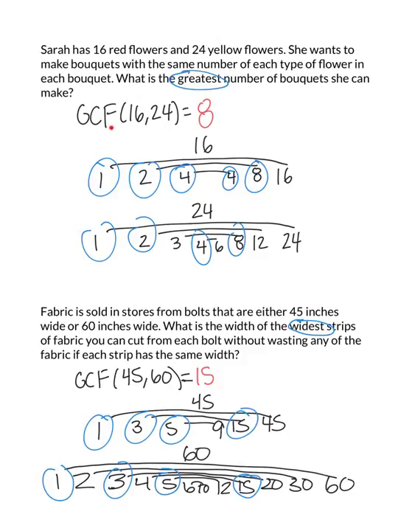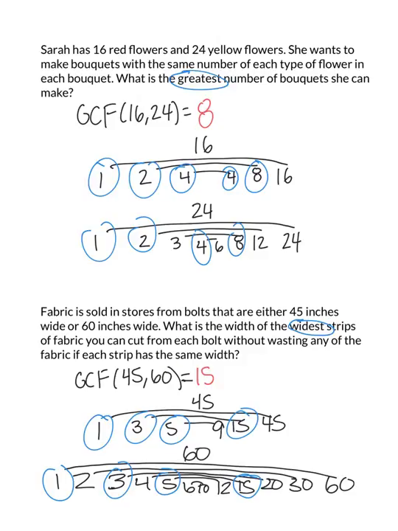This F in greatest common factor tells me I'm going to feel the rainbow. So I need to make my 2 factor rainbows, find the common factors, and I get the greatest common factor is 8.